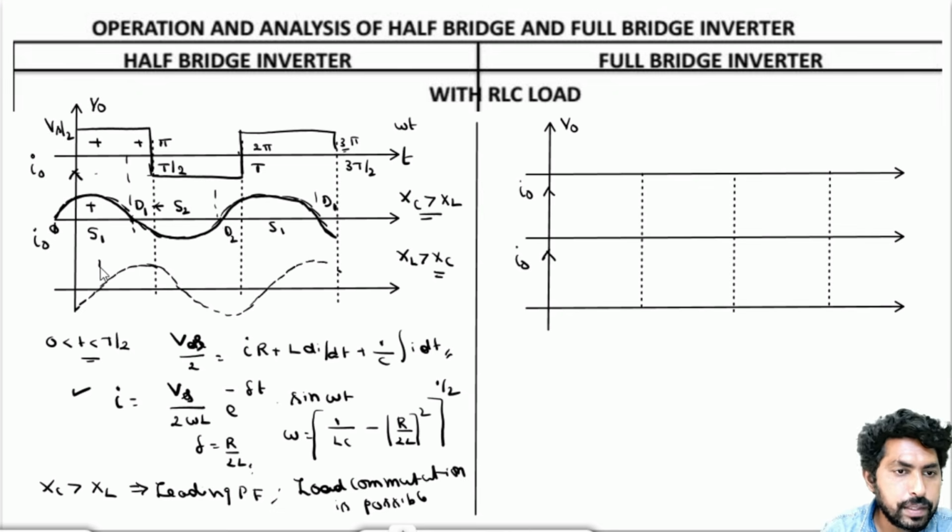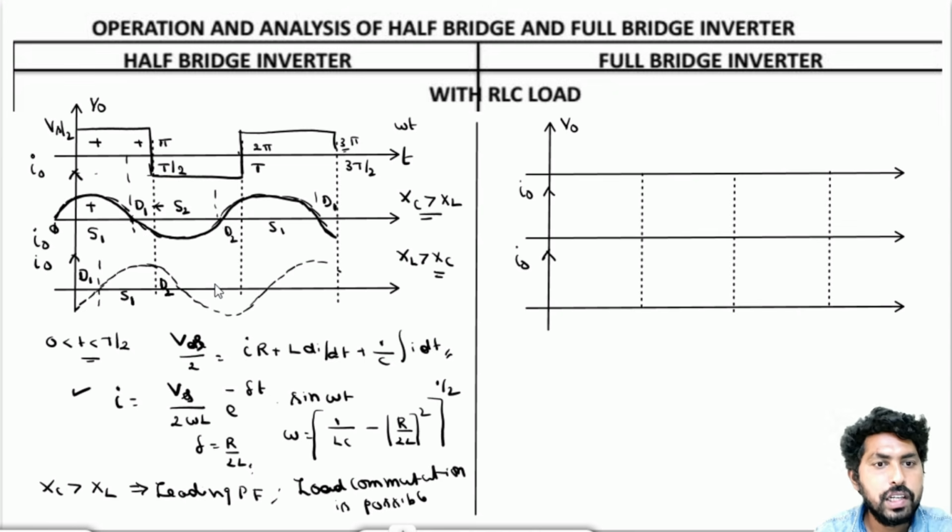So from here to here voltage is positive and current is negative, so the device will conduct in D1. Here both are positive, S1. Here voltage is negative and current is positive, so it will be D2 in this portion. Then S2, again D1 and S1.